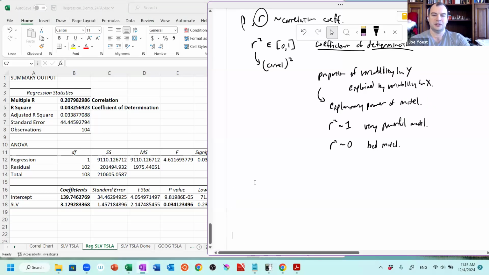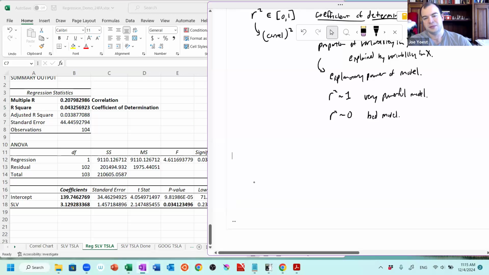The other thing I want to look for that's somewhat formal is this p-value for slope.